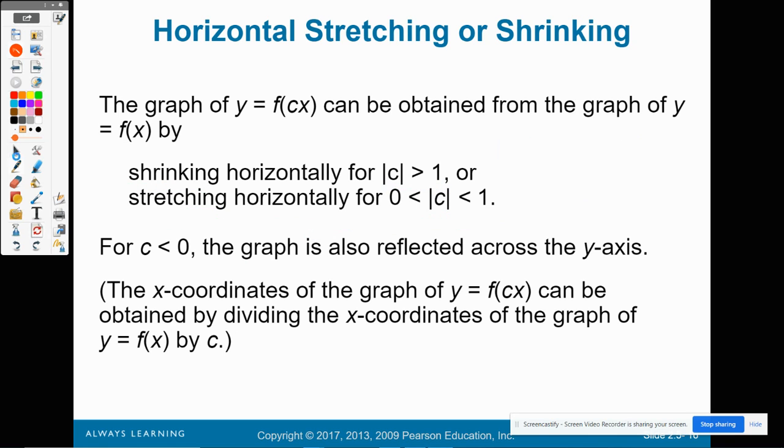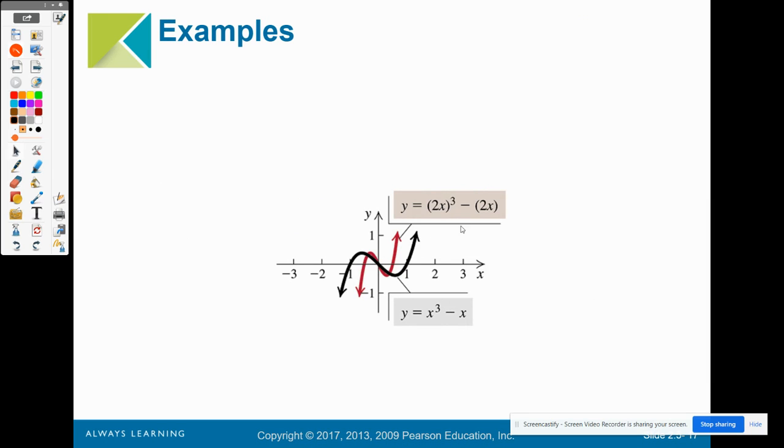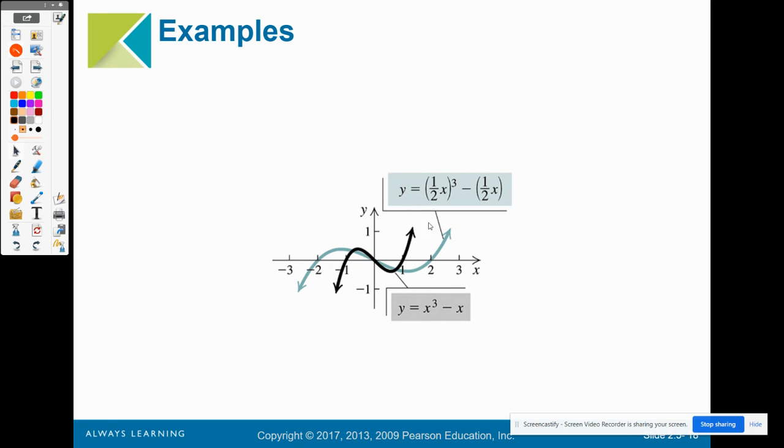So what will this look like? The number will be right inside the parentheses. So 2 is inside the parentheses, so it's opposite of what you think. They took that black graph and squeezed it in from the sides. They're shrinking it from the sides. Here is the 1/2 on the inside. It's opposite of what you think. 1/2 is a small number, but we're going to make it bigger by stretching it on the x-axis instead, like an accordion.